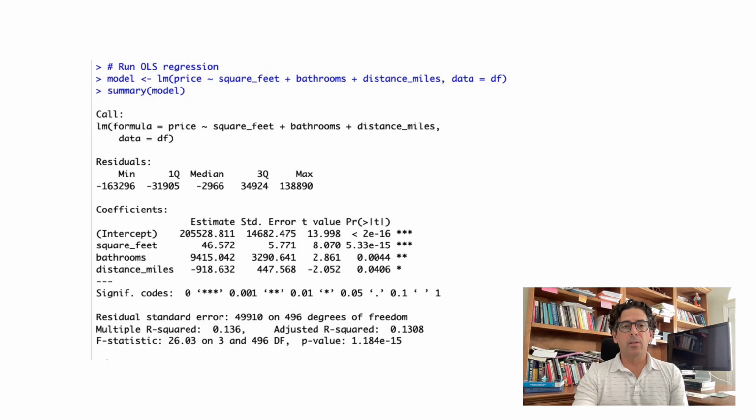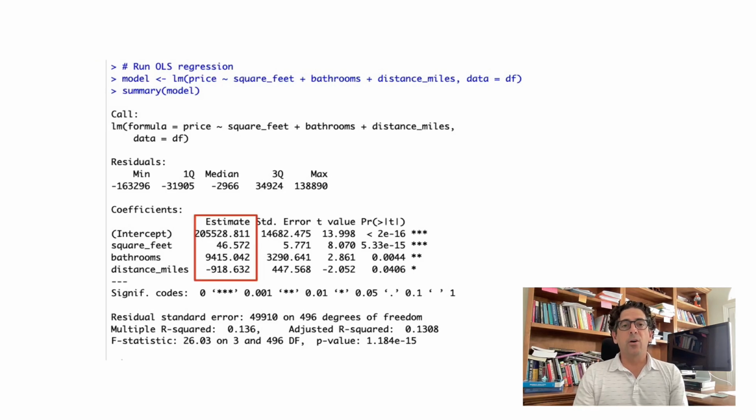The first thing that we're going to look at are the coefficient estimates. Coefficient estimates tell us how much each independent variable influences the dependent variable while holding the other ones constant. You can think of these as slopes. For square feet, the coefficient estimate is 46.572. That's simply a slope saying if there was a 1 unit change in square feet, you would see a 46.572 change in the price of the home.